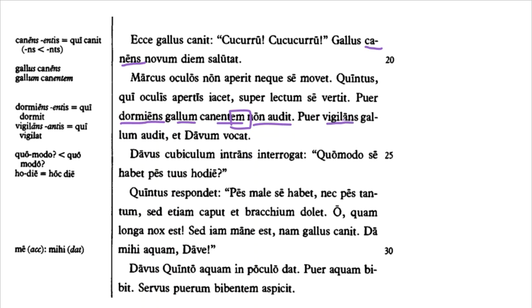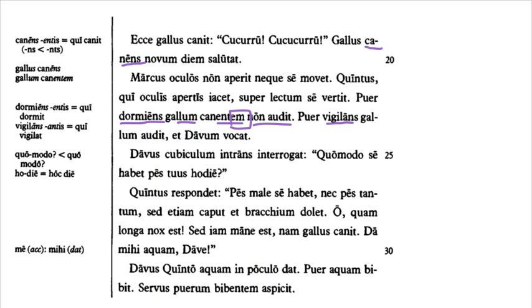Now, if you remember, dormire and vigilare are opposites. Okay, so if dormire is to sleep, vigilare is to be awake. We get the English derivative vigilant from this. So puer vigilans, the boy being awake, gallum audit, hears the rooster, et davum vocat, and calls Davus. Right? So hopefully that should be clear enough as it is.